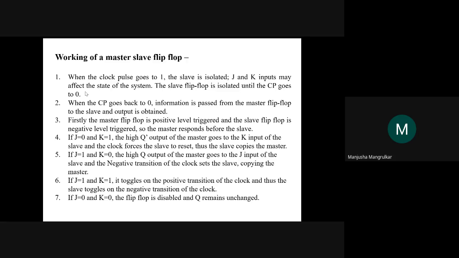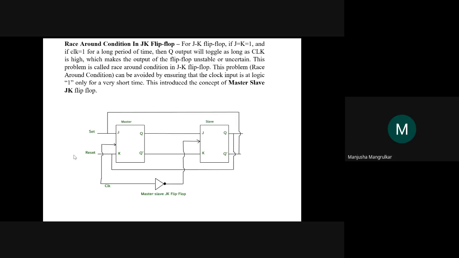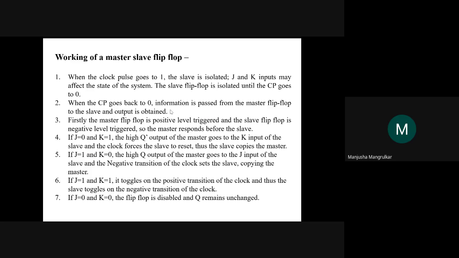Only the master flip-flop will work. Second condition: when the clock pulse goes to 0, information is passed from the master flip-flop to the slave, and the output is obtained when the clock is 0. In the first condition, when the clock is high, the slave is isolated. When the clock is low, this information passes on here and the output is given to this Q, so the output is obtained on the Q.